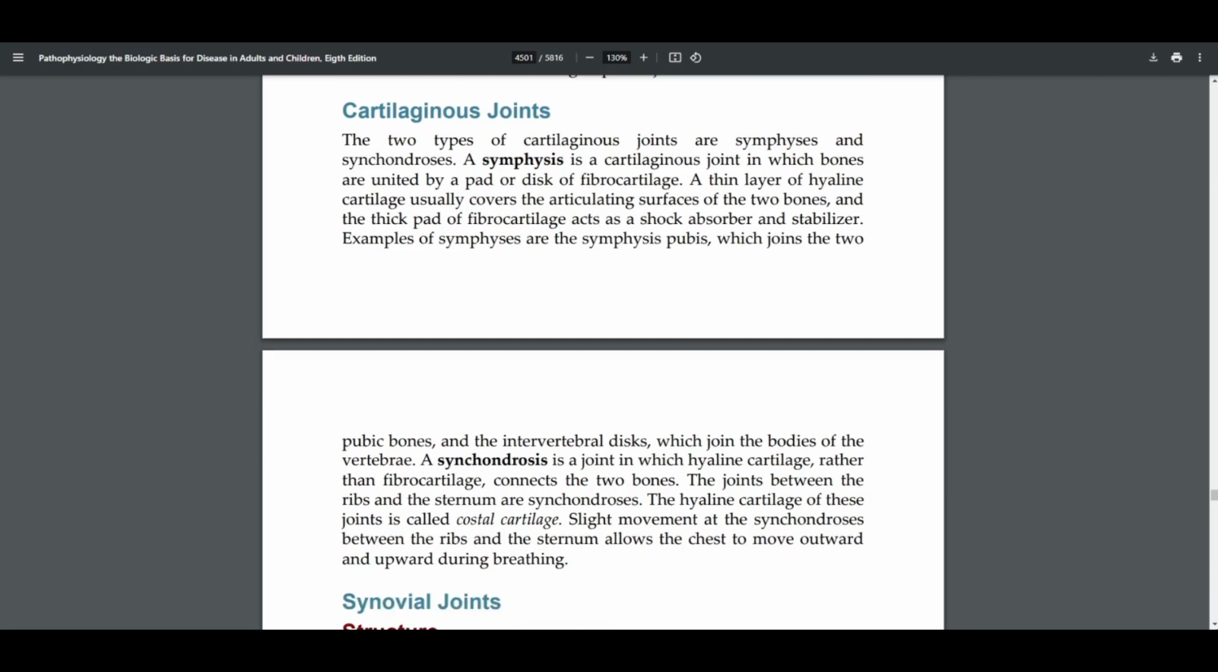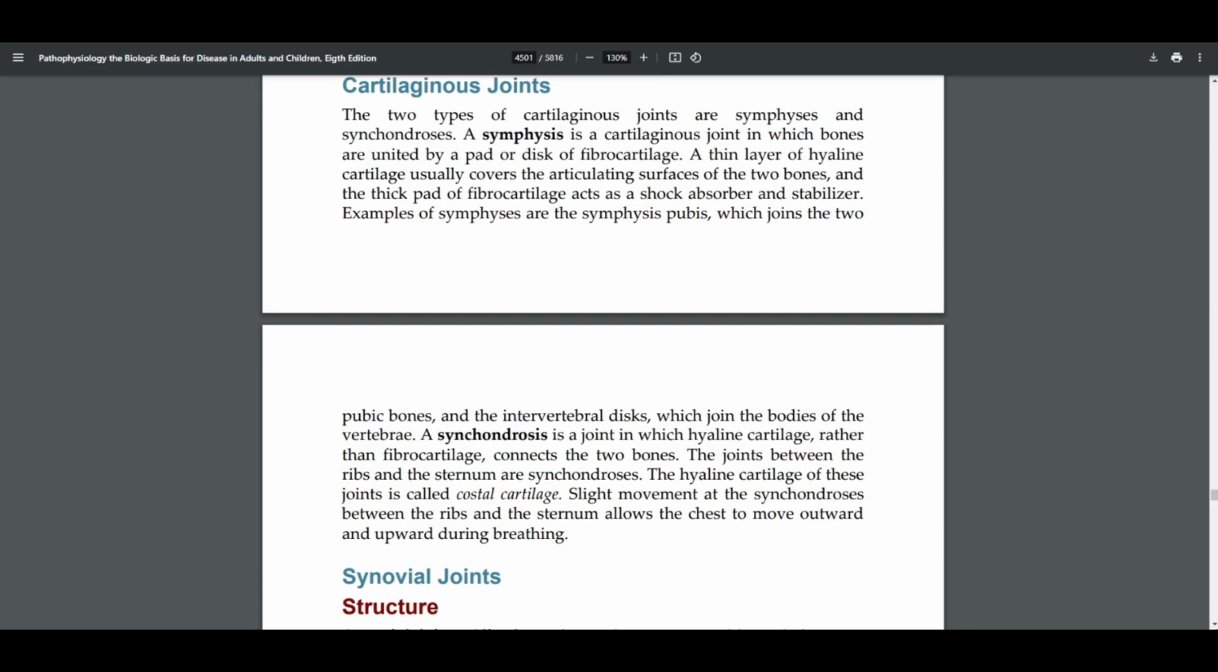Now, your cartilaginous joints. The two types of cartilaginous joints are symphysis and synchondrosis. A symphysis is a cartilaginous joint in which bones are united by a pad or disc of fibrocartilage. A thin layer of hyaline cartilage usually covers the articulating surface of the two bones, and a thick pad of fibrocartilage acts as a shock absorber and stabilizer.